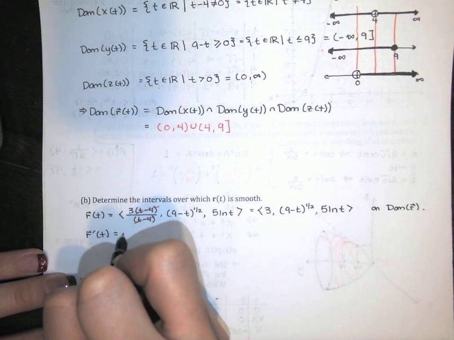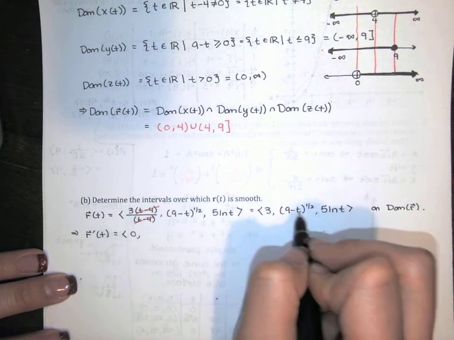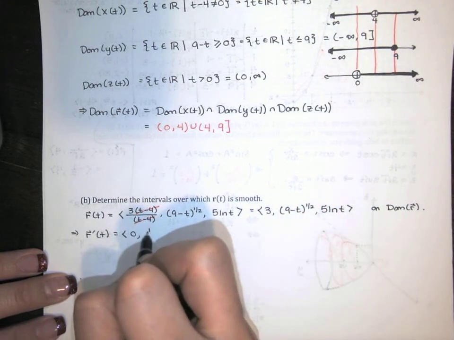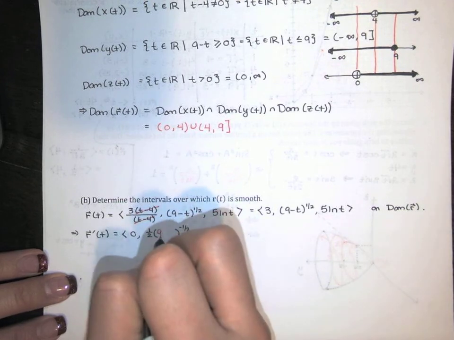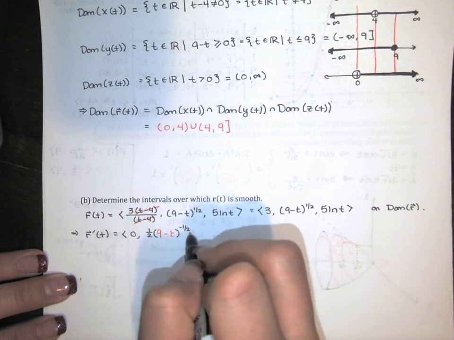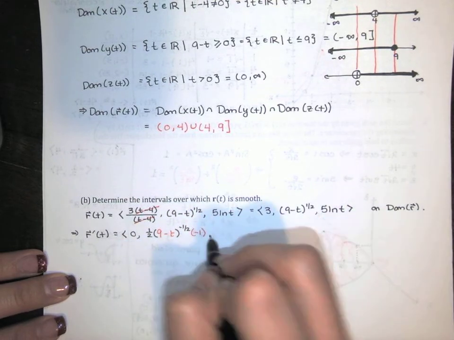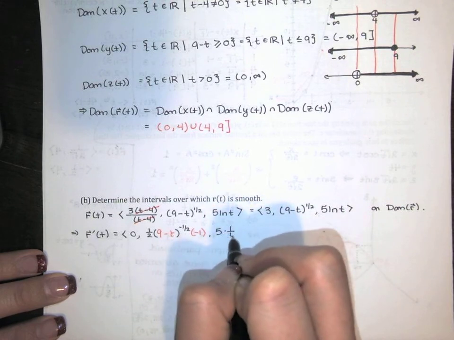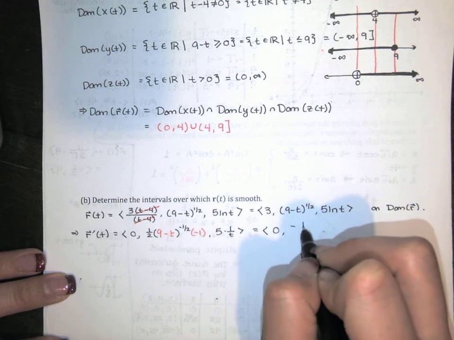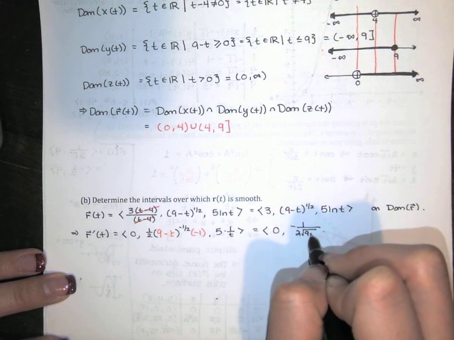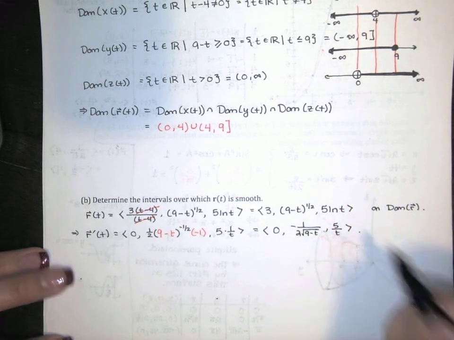So r prime of t is equal to the derivative of each of these components. Derivative of 3 is 0. Derivative of something to the 1/2 is 1/2 of that function to the negative 1/2. Put the inside function back inside and multiply by the derivative of the inside by the chain rule. And then the derivative of 5 times natural log of t is 5 times 1 over t. And you can simplify this if you want to. It's not necessary, but you can. So that's r prime of t.